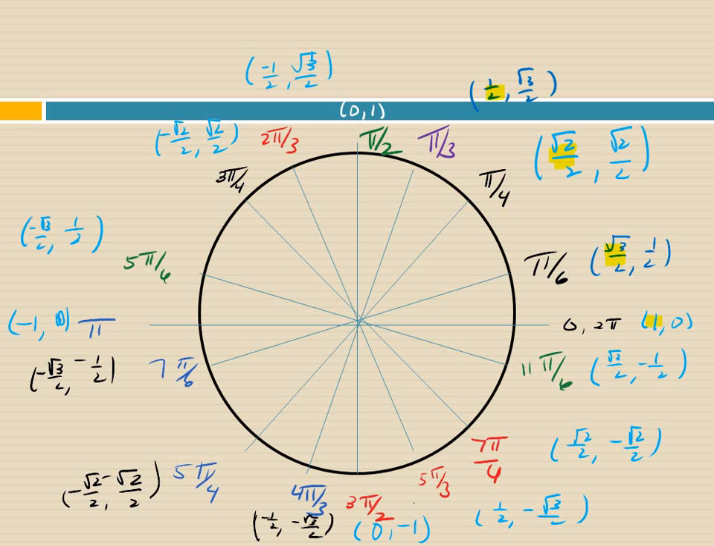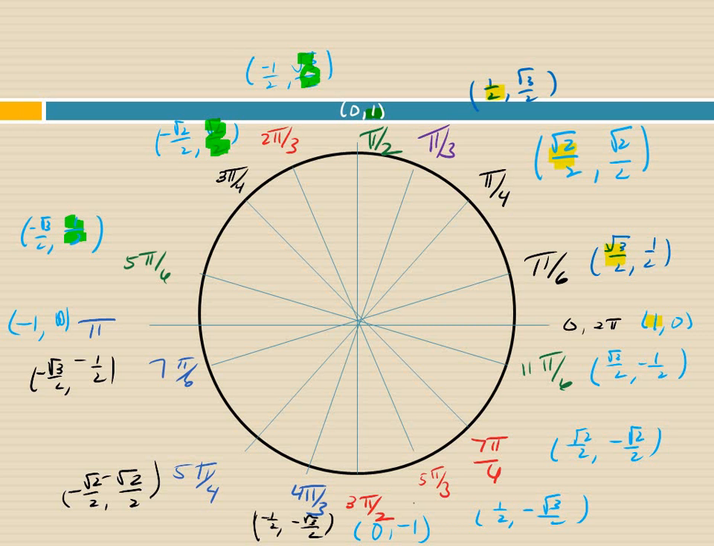And I'm here at the unit circle, which is correctly written down. What I notice here is there's some patterns. Cosine is always the x coordinate. If you look at the progression of cosines, 1, square root of 3 over 2, square root of 2 over 2, and 1 over 2.